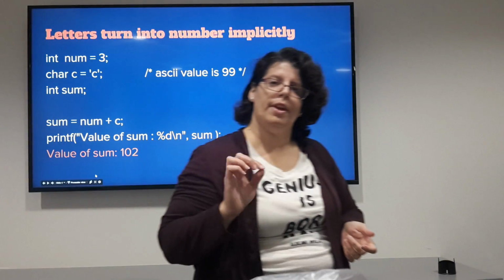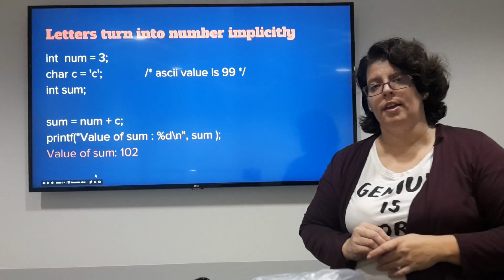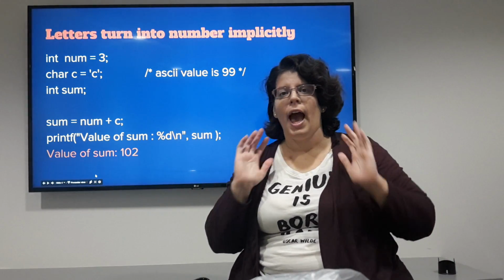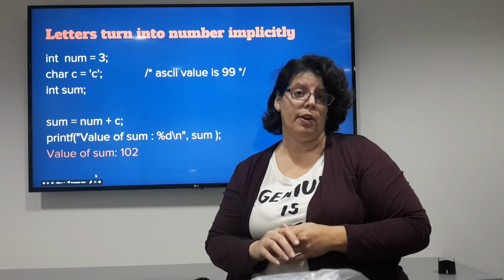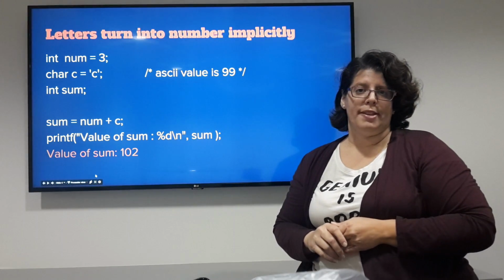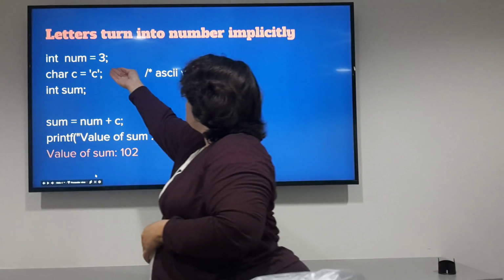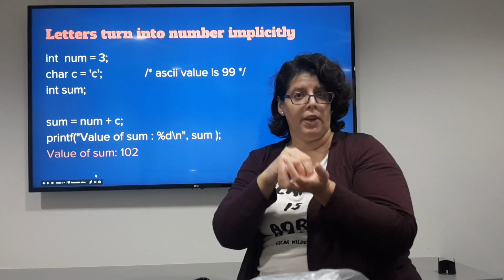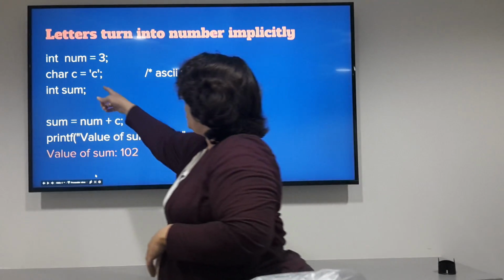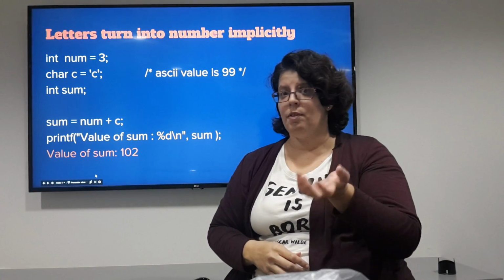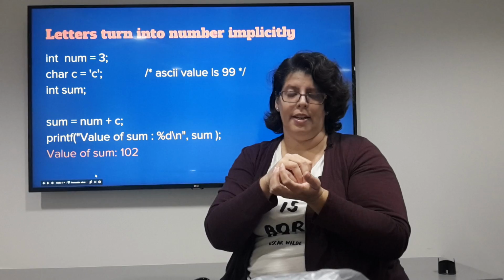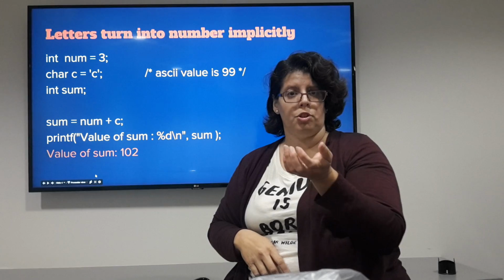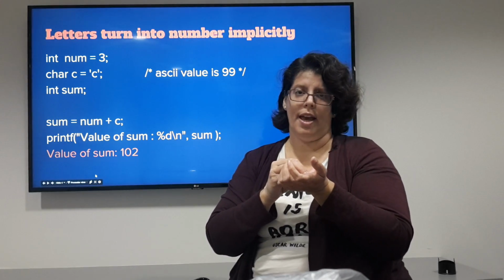So here's an example of me doing a conversion implicitly. Now, implicitly means I'm not going out telling you what to convert, when to convert it. I'm letting the C programming language figure it out. So let's see the different pieces on this page. I have num equals 3, so I invented a brand new integer called num. I put the number 3 in it. Then I have a character called C, so I invented a brand new variable called C. I put the letter C in it. And now I have another integer called sum, so I've invented a brand new integer called sum. I haven't put anything in it just yet.